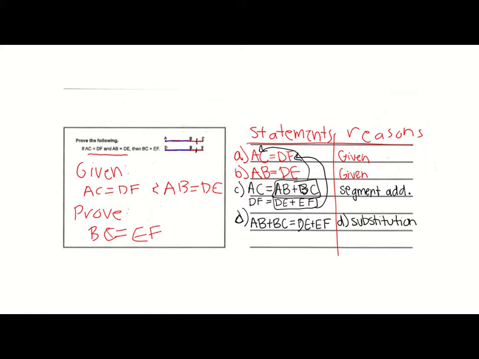Okay, we're getting closer. We are trying to get here that BC equals EF. So we want to get rid of that AB and DE. Again, if we know that our AB and our DE are the same, I can take my AB and plug it in for this DE so we have it on the same side. We'll have AB plus BC equals AB plus EF. And again, for that, I used my substitution property again.